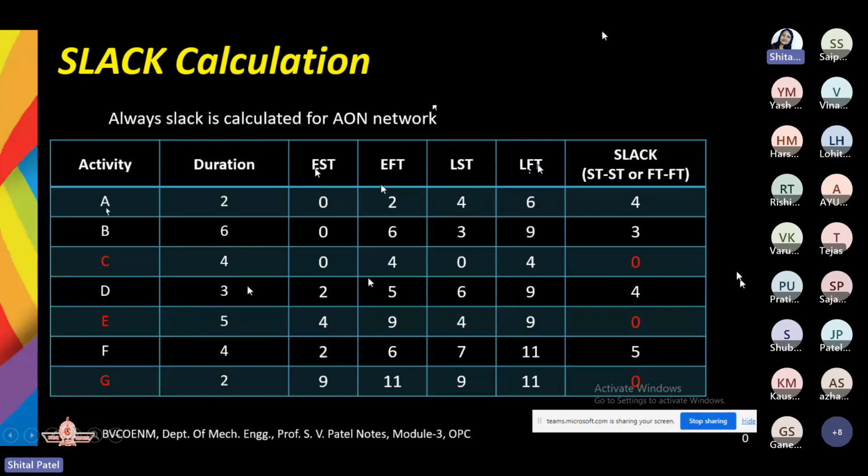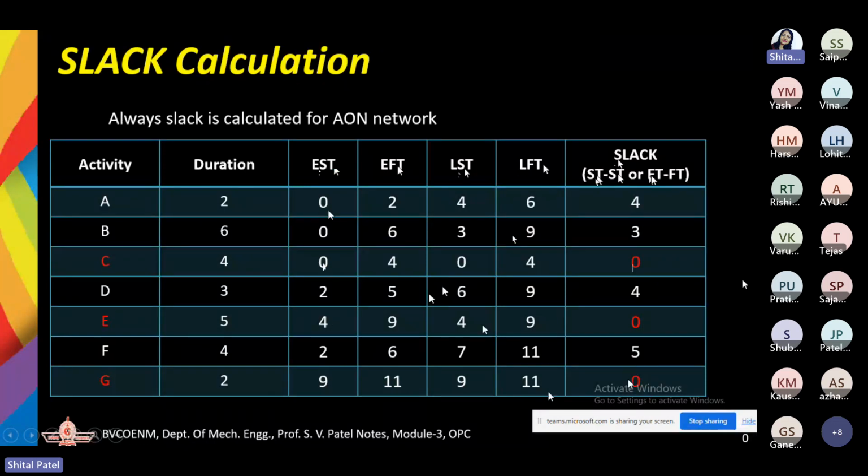Now, the activity for which the earliest start and latest start time are equal, as I told you, has a slack of 0. That is called the critical activity. Now, how to find the slack? It is the earliest start time minus the latest start time, or otherwise the earliest finish time minus the latest finish time. This is going to give you the slack. So for a critical activity, we don't find any kind of slack.